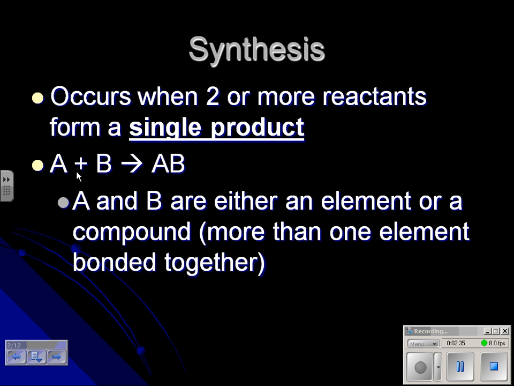And so this A and this B can either be elements or compounds, but then this one on this side has to be a compound.